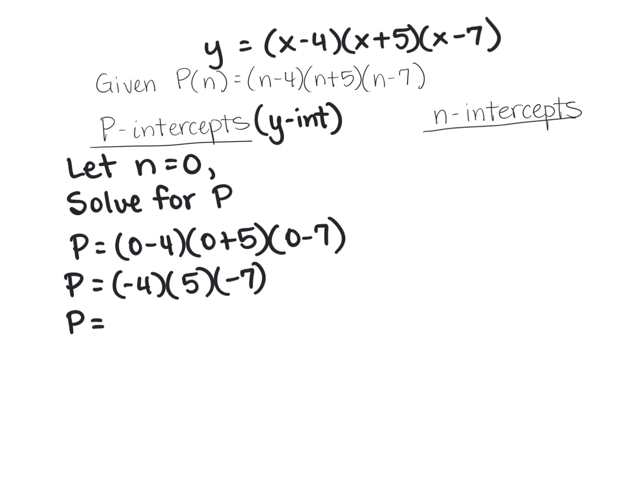I have a negative times a negative, so it's positive. 4 times 5 is 20, and 20 times 7 would be 140. So that would be my p-intercept. If they want it as an ordered pair point, that would be 0, 140.